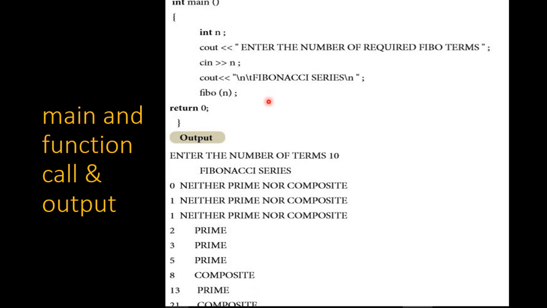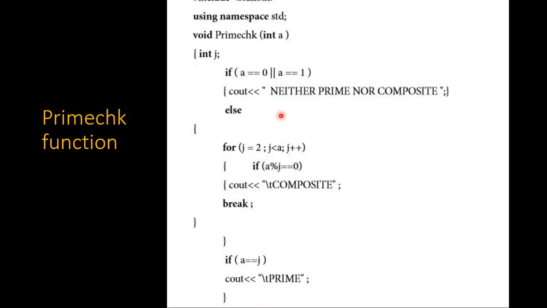So let us see the logic of the program. Initially, as usual, we have include stdio.h and include stdlib.h. Using the header file stdlib.h means we are going to use library functions. Fibo is one function and prime check is the other, so since we are using functions, we use the stdlib library. Coming to the next line, using namespace std means we are using the standard namespace for the variables we are going to use.